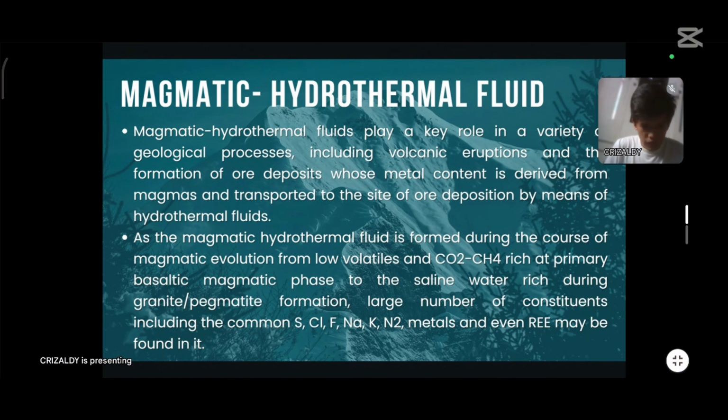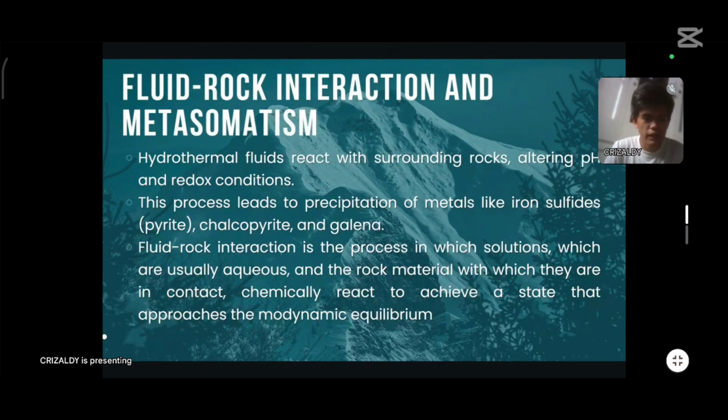Next naman is the fluid-rock interaction and metasomatism. We know that hydrothermal fluids will react with different type of surrounding rock, and it will alter the pH and redox condition. Like this process leads to precipitation of metals like iron sulfides or the pyrite, the chalcopyrite and galena.